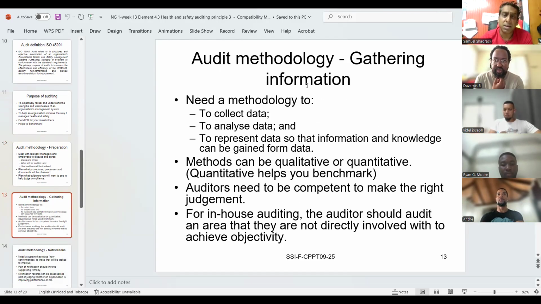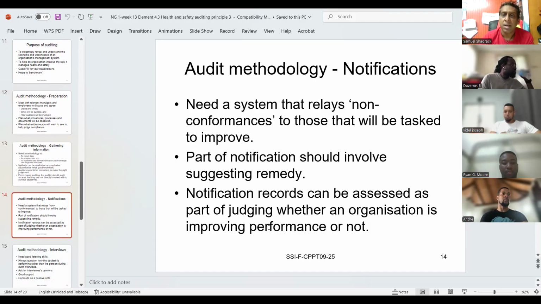And on audit, you need a methodology to gather your data, like a spreadsheet or software to collect the data, to analyze the data, and to represent the data so that information and knowledge can be gained from it, right? The methods of collecting data can be qualitative, yes or no, or quantitative, like numbers. Most of the better ones are numbers. Auditors need to be competent to make the right judgment. For in-house auditing, the auditor should audit an area they are not directly involved with to achieve objectivity.